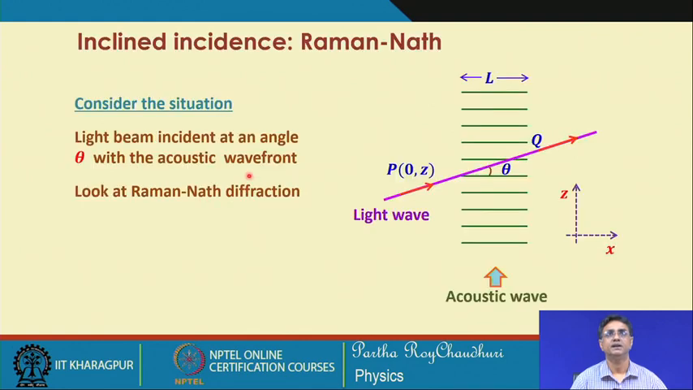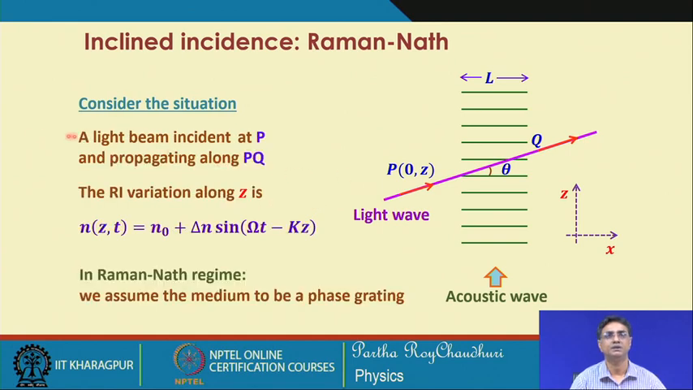Now, there is another case which we would like to quickly browse through. You have a light wave which has an oblique incidence on this acoustic cell. It makes an angle theta, and then we will look for the Raman-Nath diffraction. In this case, this equation is still valid, but this delta n will now be modified. It is not that delta n remains constant all along this length, but it changes, because you are changing the position in this direction as well.